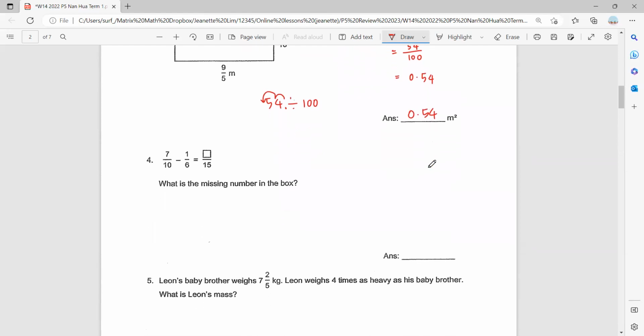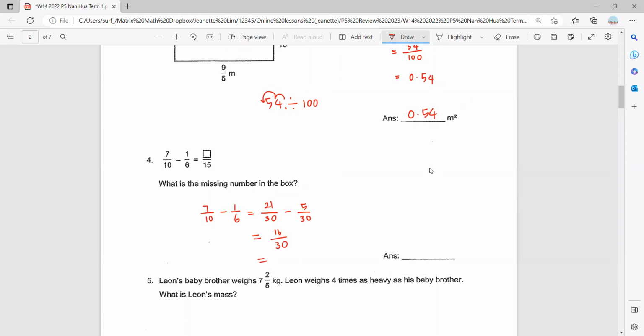Question 4, 7/10 minus 1/6. What is the missing number in the box? So 7/10 minus 1/6. Common denominator is 30. The lowest common multiple of 10 and 6 is 30. So this I will times 3, then this I times 5 to get 30. So that's 5 over 30. When I minus, I get 16 over 30.